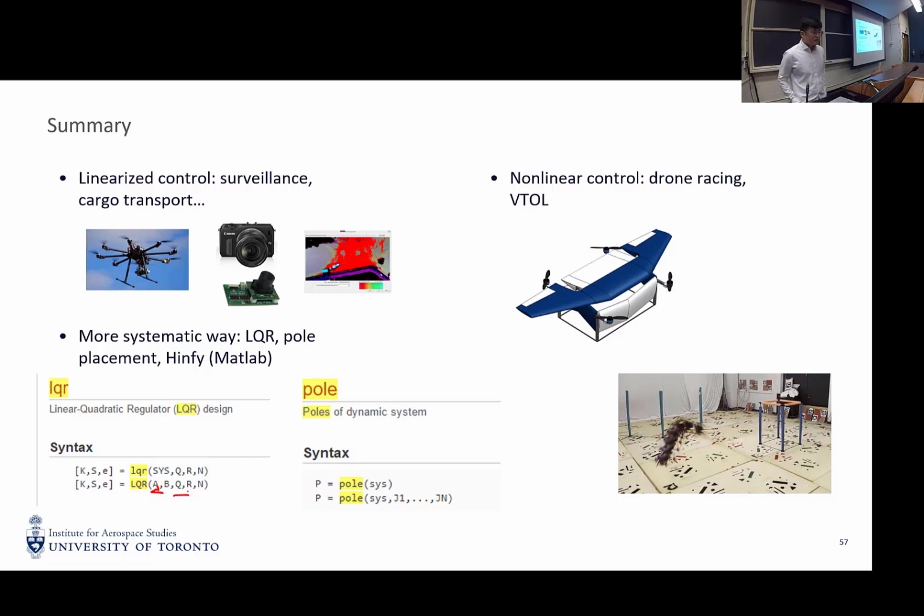Okay. As we can see, because we use small angle approximation, our design is only valid for quadrotors or multirotors which move relatively slowly. For example, if we want a drone to do surveillance or cargo transport, it's almost fine. It works very well. But if you want to do something like drone racing, because drone racing, as you can see, flies very aggressively along a curved trajectory, you need a more sophisticated nonlinear control.